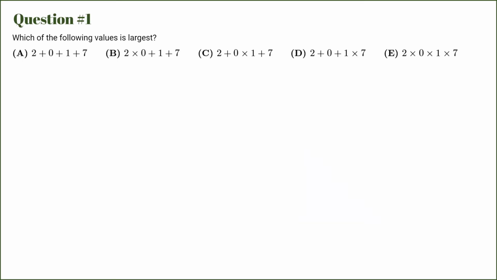Question 1 gives us a bunch of values and asks which of them is the largest. To solve this problem, all you really have to do is figure out the value of each of these answer choices. This one, 2 plus 0 plus 1 plus 7 is 10. This one, 2 times 0 is 0 plus 1 plus 7, so that would be 8. 2 plus 0 plus 7 is 9. 2 plus 0 plus 7 is 9. And that is 0. So the largest value would be A.